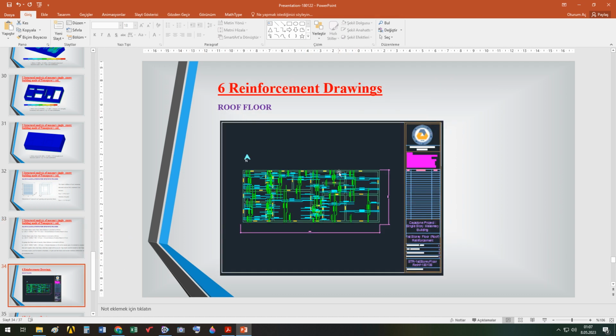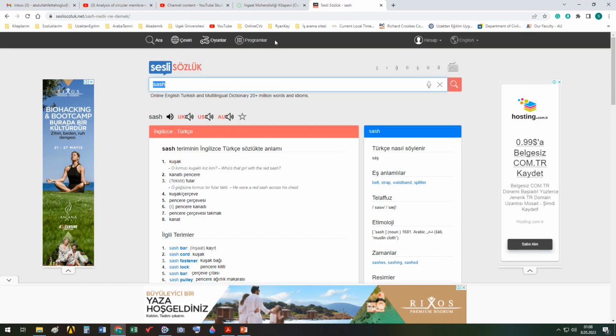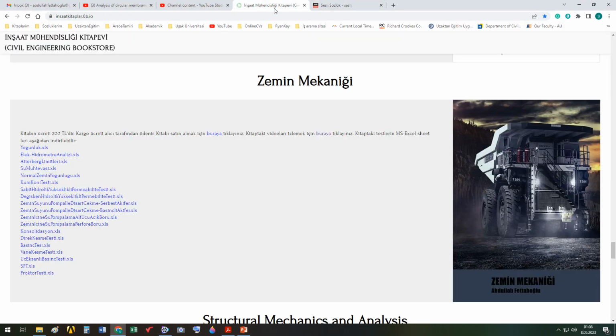This is the flat roof reinforcement drawing. The AutoCAD drawing you will find also in the documents which you can download from my website. Again, this website, I will put it later.